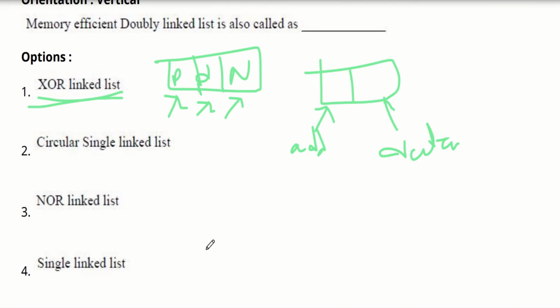In this address space, instead of storing the actual memory address, every node stores the XOR of the addresses of the previous and next nodes. I will make a complete video of the XOR linked list very soon. Here it means that using the XOR function, it stores the previous and next addresses. So the memory is saved. That's why it's called a memory efficient doubly linked list.